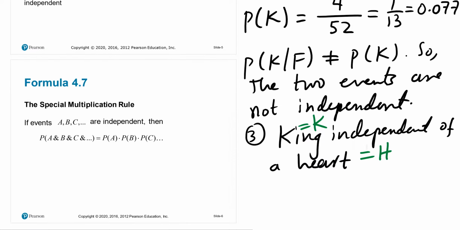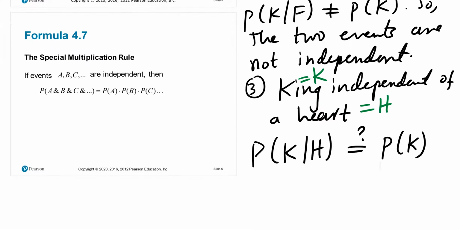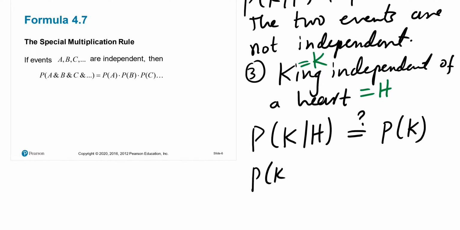So what we need to do is we are going to find the probability of K given H and compare it to the probability of K. So what's the probability of K given H? Probability of K given H. This means H has already occurred.